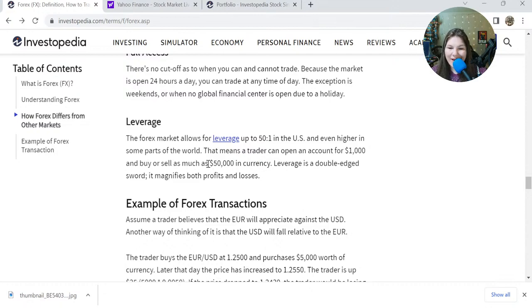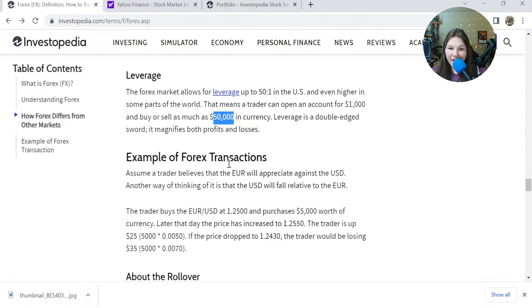Leverage is a double-edged sword. It magnifies both profits and losses. And that does not mean, guys, that you put in $1,000 and they give you $50. It means you leverage $50, so you're borrowing it. If you put in $1,000 and you leverage $50 and you lose $49, you owe them $49,000. Okay? Remember that.